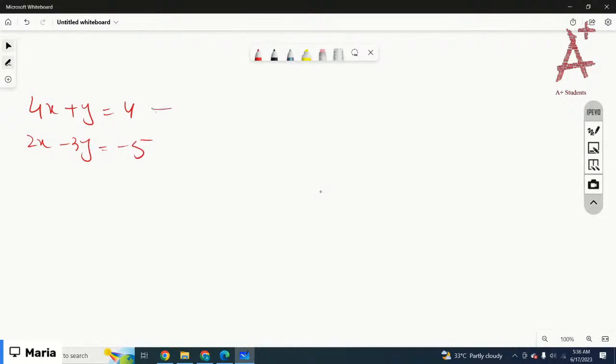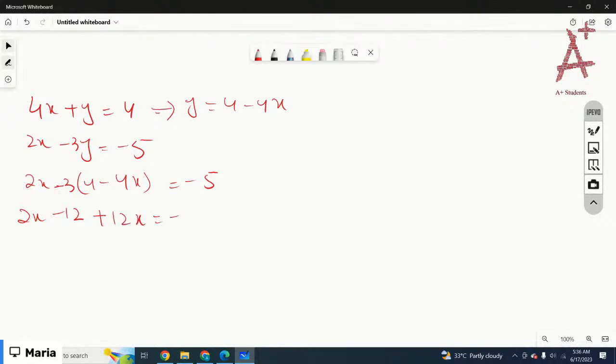Got it? Okay, just find the value of y from here. It would be y equals 4 minus 4x. Now just substitute the value in equation number 2. Replace the y: 2x minus 3 times (4 minus 4x) equals negative 5. 3 times 4 is 12, so negative 12, and negative 3 times negative 4x is plus 12x. So 12x and 2x is 14x, equals negative 5. Move the 12 to the other side, it would be positive 12. So 14x equals 12 minus 5, which is 7. Divide both sides by 14. So x equals 1 over 2.